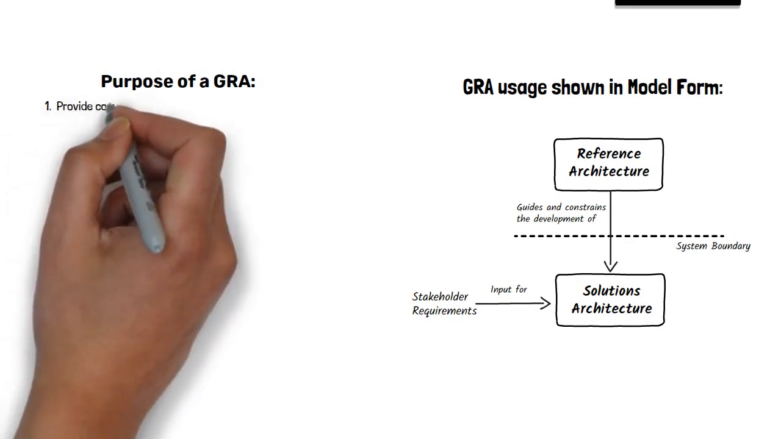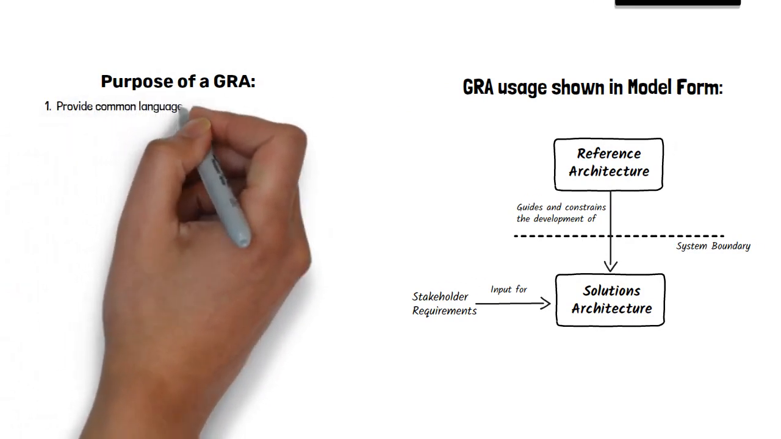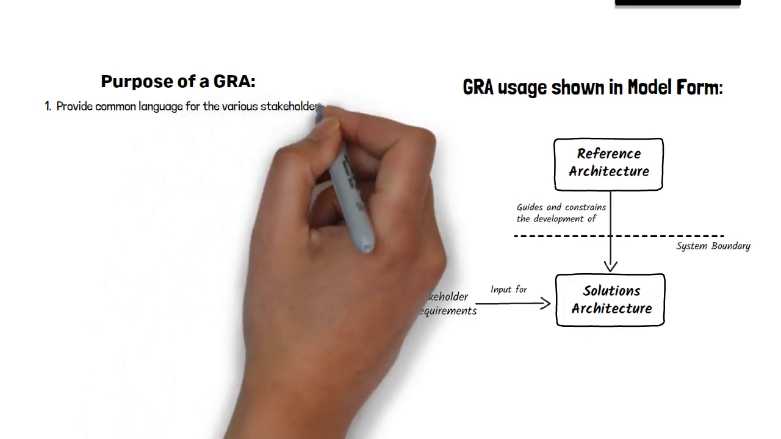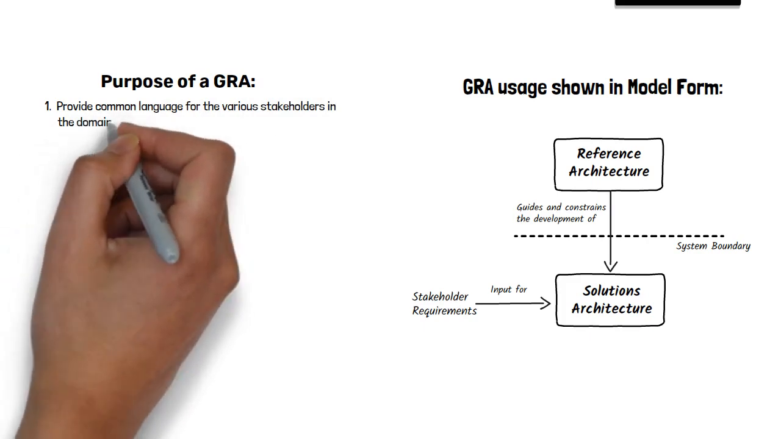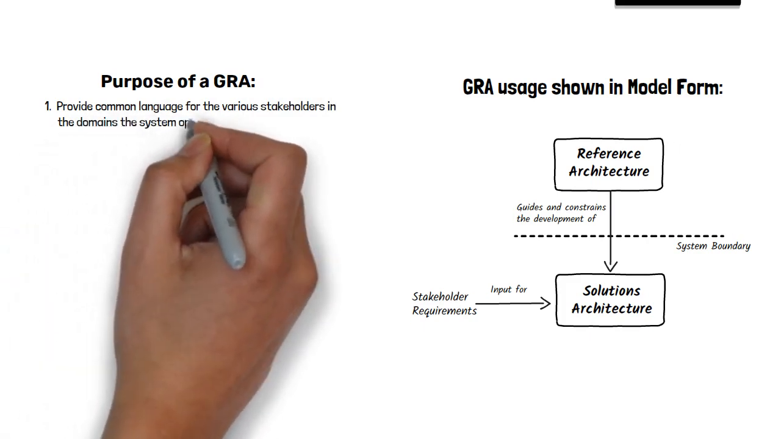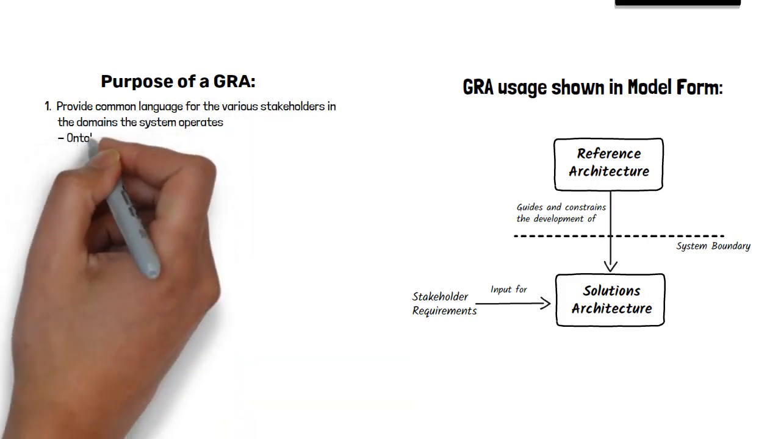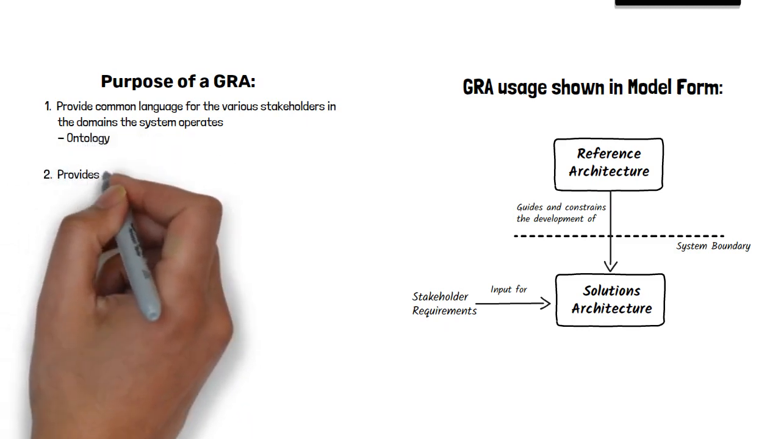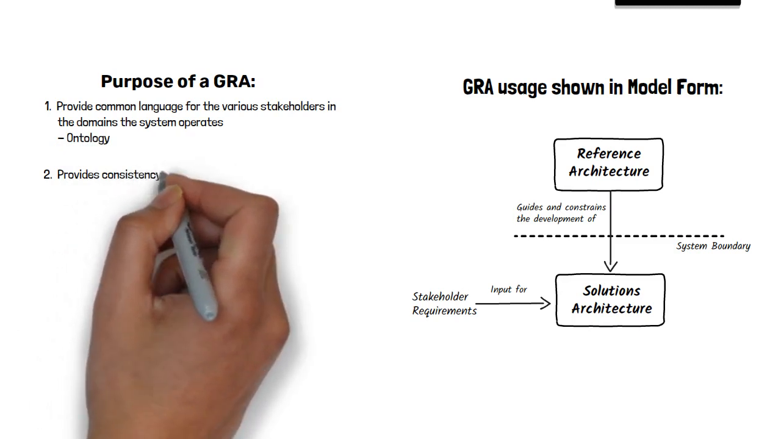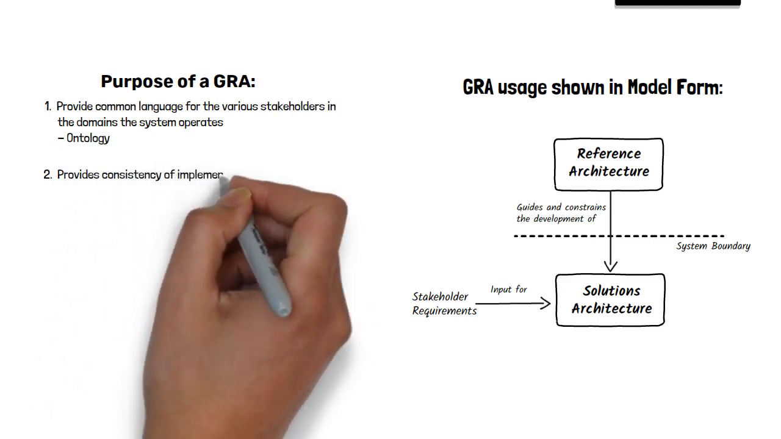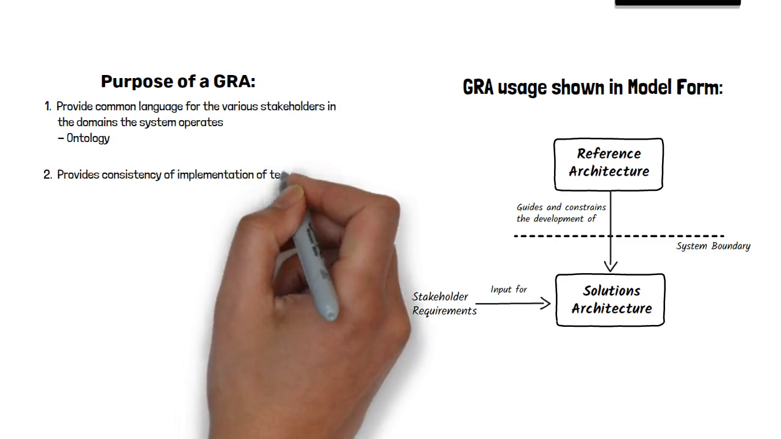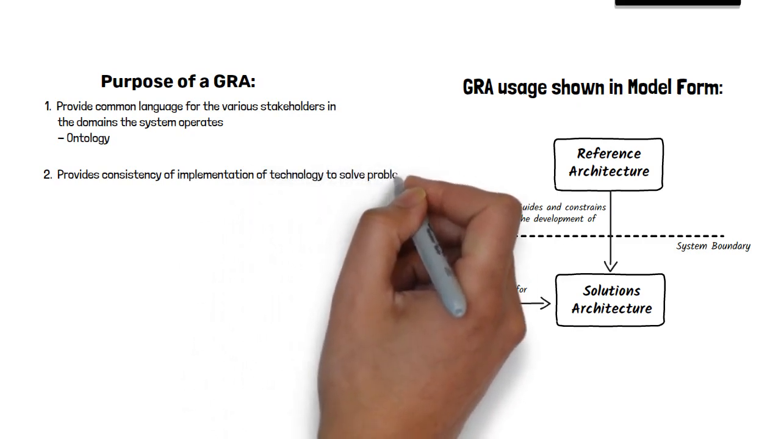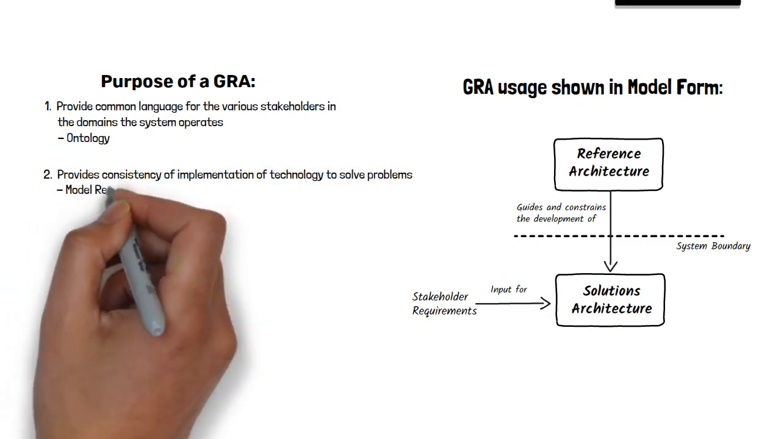First, the GRA provides a common language for the various stakeholders in the domains that the system will operate. This is often referred to as an ontology. Second, it provides a consistency in implementation of technology to solve problems. This is normally through model reuse, where, like code reuse, once a model is built to show a certain architecture to solve a problem, say airworthiness, other programs can reuse this model to solve the same problem.